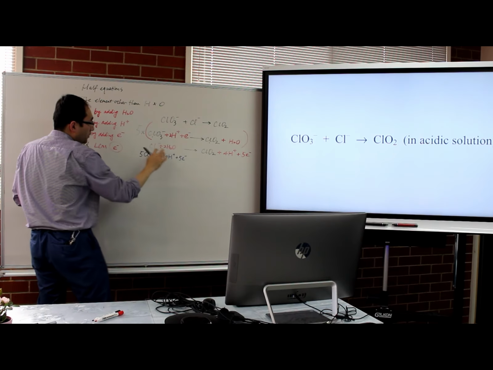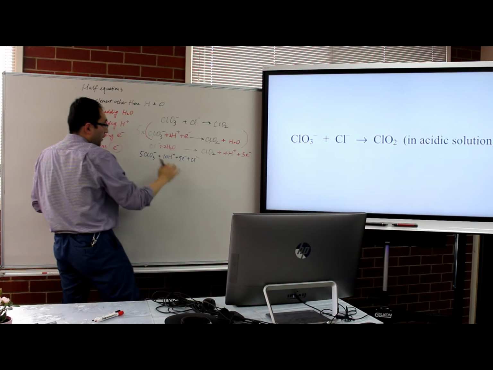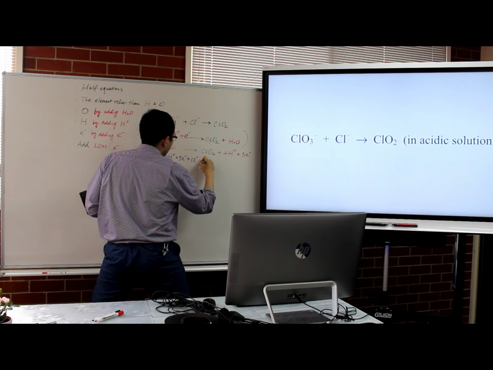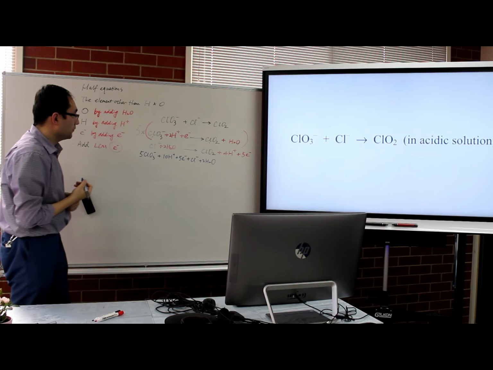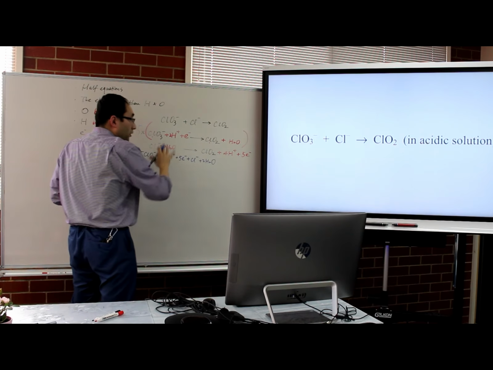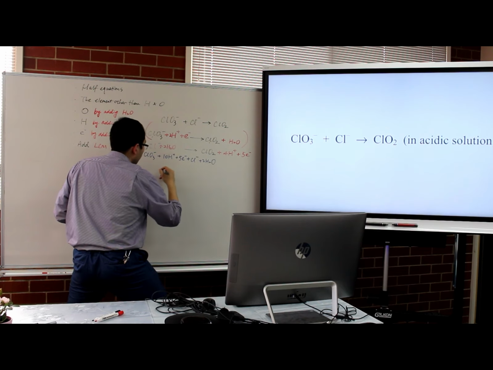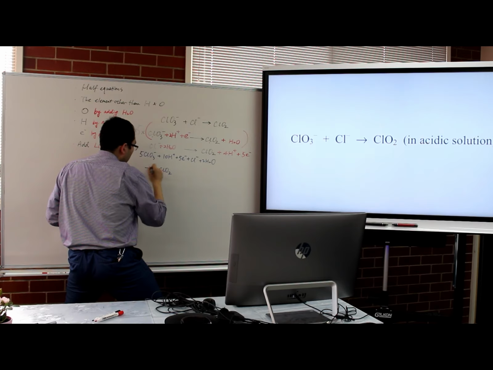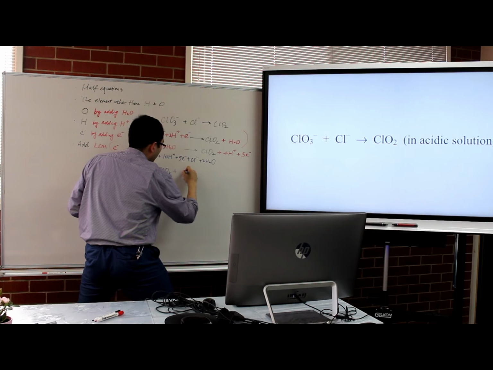We're having 1 Cl⁻, we have 1 chlorine ion. We're having 2 water molecules. This is on the left side of the 2 equations. Now on the right side of the 2 equations, we're having ClO2, and then we have water.